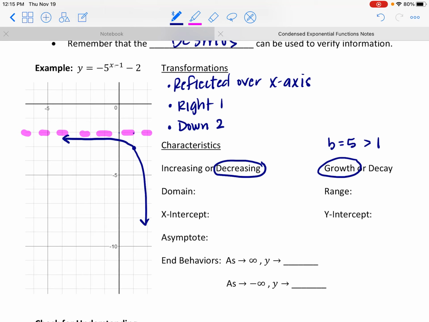Now, this still has an infinite domain. I could still plug whatever I want in there for x, but the range has shifted. So instead of approaching 0 and going up forever, this graph goes down forever toward negative infinity, and then it's capped at negative 2. It's not going to get to that asymptote at negative 2, so we want to keep a parenthesis on that.